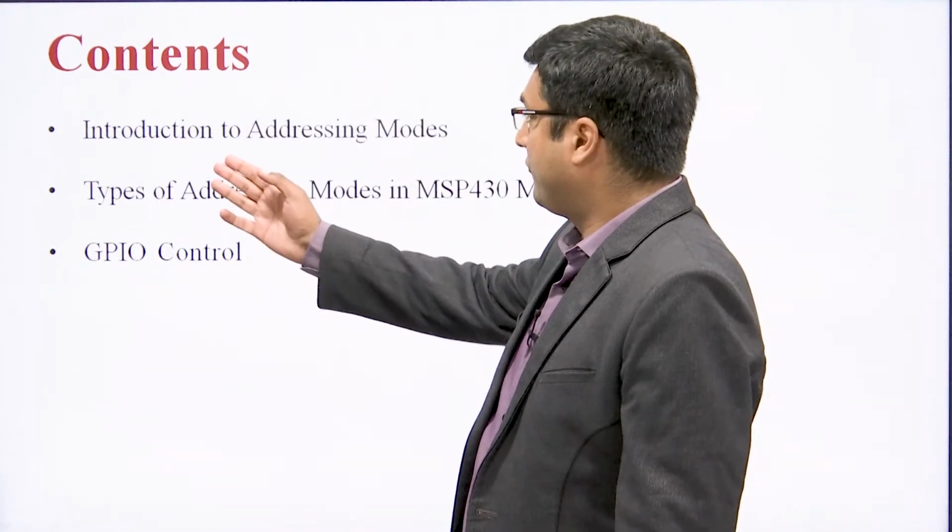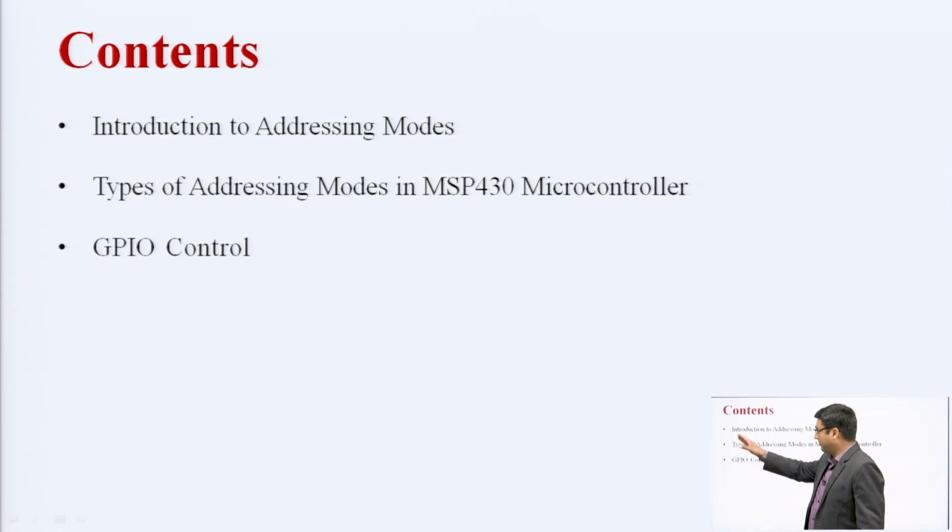In a series of lectures for the subject Microcontroller and Embedded Systems Design, code 061, we have completed unit number 1, and unit number 2 is all about the MSP 430. In MSP 430 we have completed its block diagram, architecture and register sets in our previous lecture. In today's lecture we are going to start addressing modes of MSP 430. These are the table of contents of today's lecture.